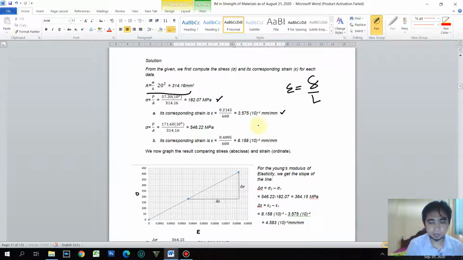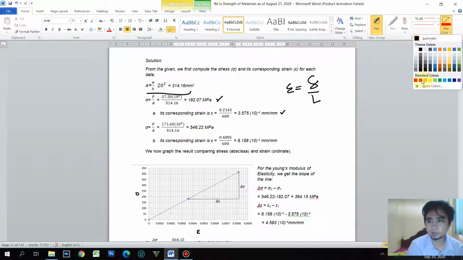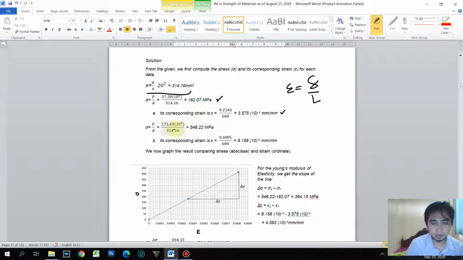Okay, so similarly, we're going to do that for the force equivalent to 171.6. So if the force is 171.6, okay, we just divide that by the area. Again, we have 546.22 for that. So for each corresponding strain, we again apply this one. The recorded deformation at that force is 0.4895 divided by 600. We'll come up with 8.158 times 10 raised to negative 4 millimeter per millimeter.